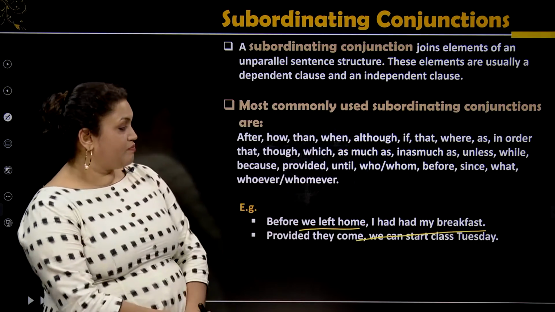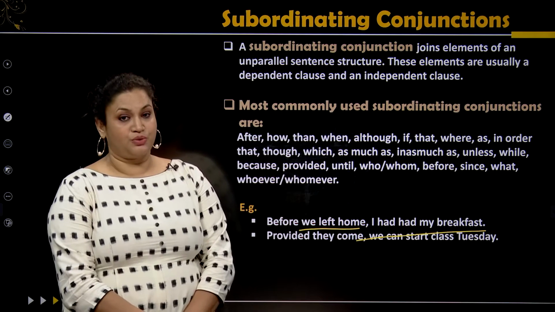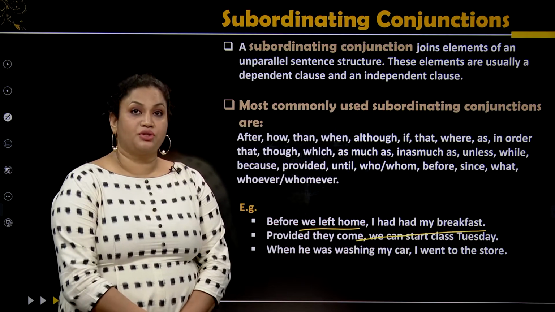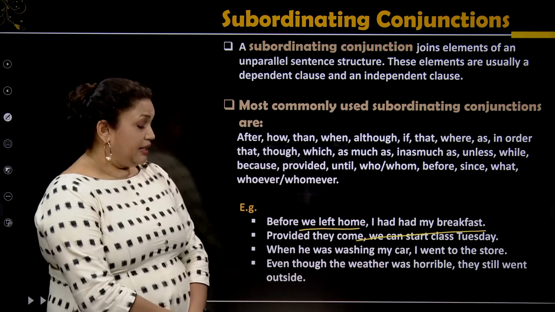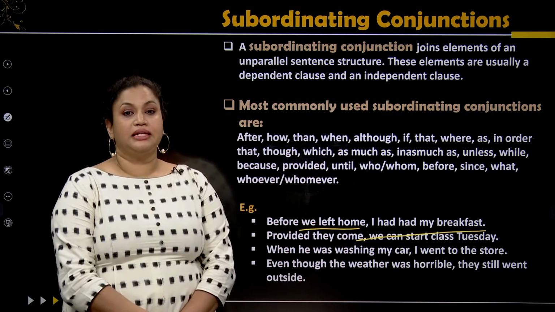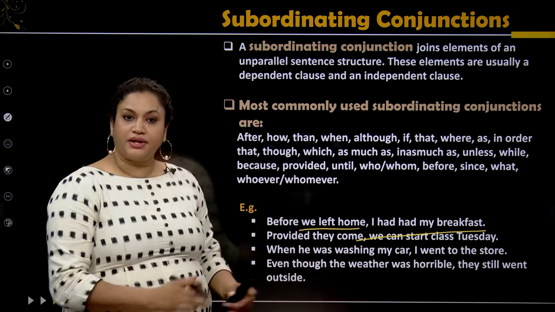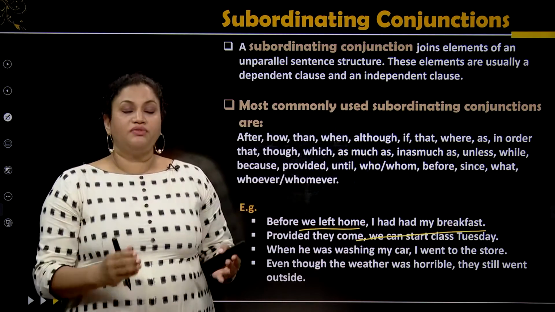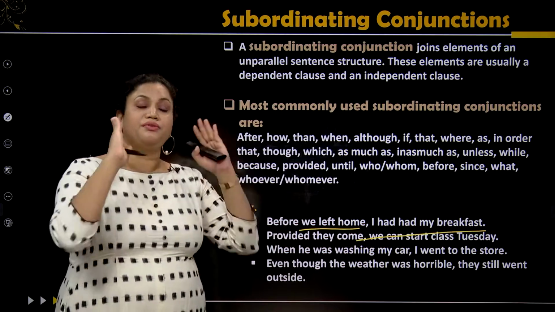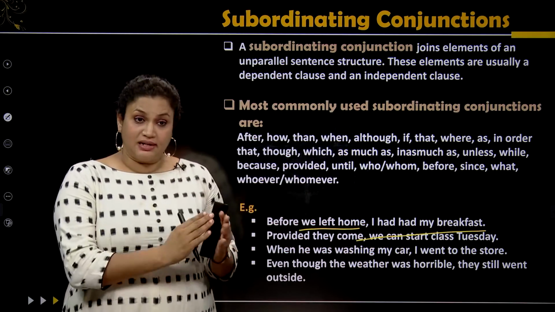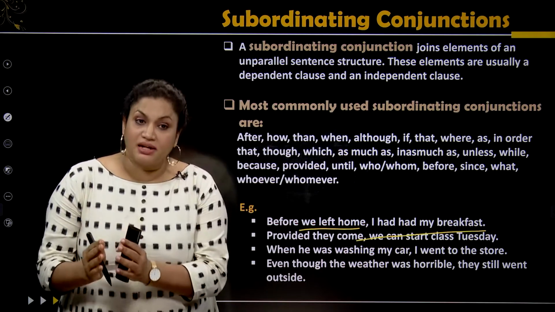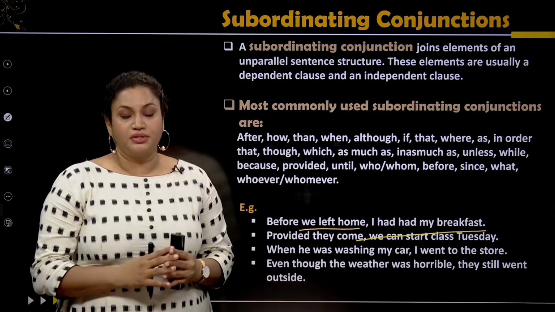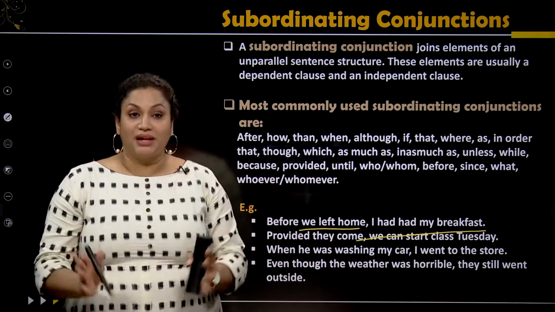Provided they come, we can start class on Tuesday. When he was washing my car, I went to the store. Even though the weather was horrible, they still went outside. So in all these three sentences, you will see that there are two parts. All of them are divided with a comma, but the first part is a dependent sentence and the second part is an independent sentence. So please understand that this is how the subordinating conjunctions are used, and these are basically used in complex sentences.